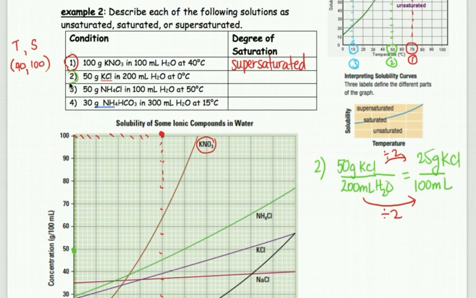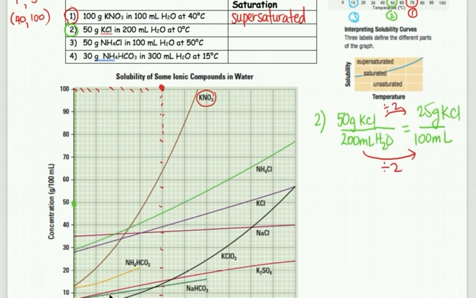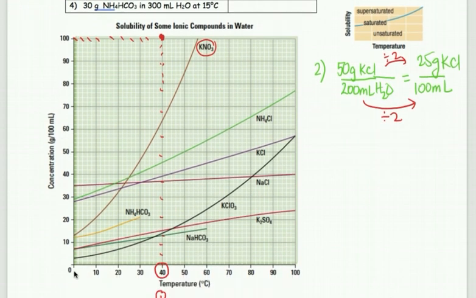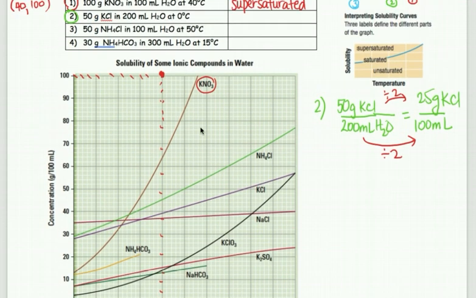Okay, so here, I'll circle this here. So we're looking at 0 degrees, which is here. And so this is question 2, 0 degrees. And we're going up to 25 grams of potassium chloride. So here is 20, 22, 24, 26, like that. So right in the middle here is 25. Okay, so we've gone up, and that's the mass. So now we're looking for the potassium chloride, which is right here.